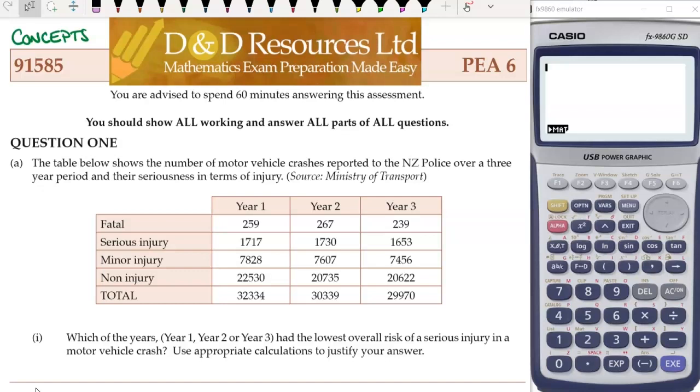This video is looking at the worked solutions for probability concepts, standard 91585 from the D&D Resources practice assessment. So this is practice external assessment number 6 from their booklet.